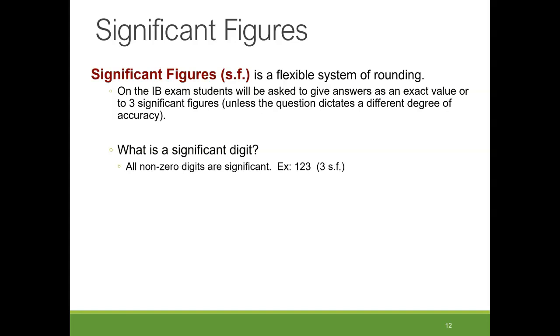So examples of significant digits. Any non-zero digit is significant. 1, 2, 3, 4, all the way up to 9. Any leading zeros are not significant. They're considered placeholder zeros. If you wrote the number in scientific notation, they would go away. That's how you can tell they're not significant.